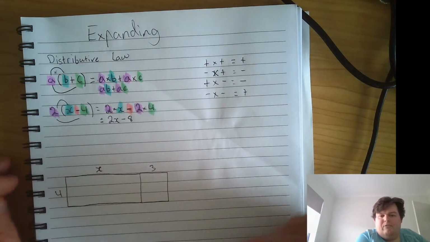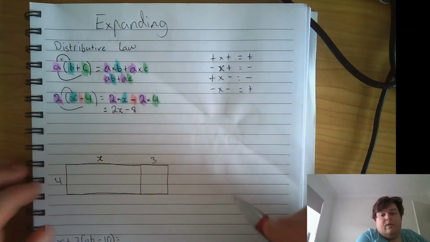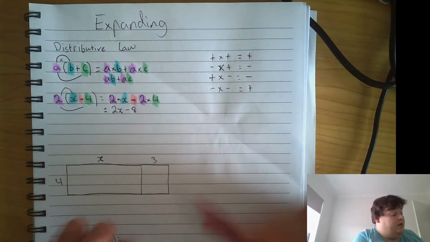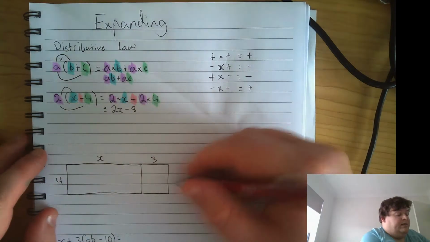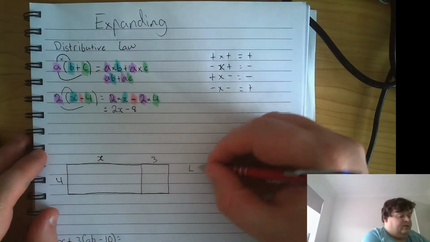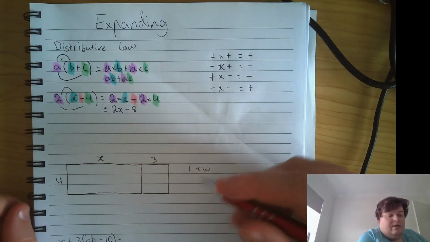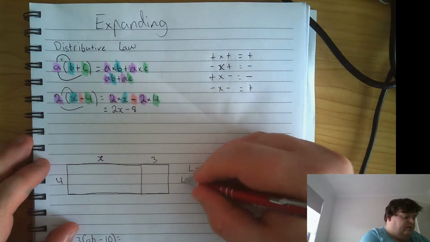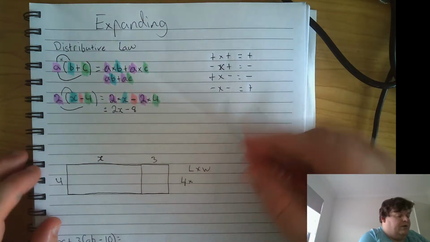Now, from memory, you've got to think back. The formula to find the area of a rectangle is whatever the length is multiplied by whatever the width is. It's length times width. So that's the formula here. Now we can do that. We have our length, which is 4, and we multiply that by our width.